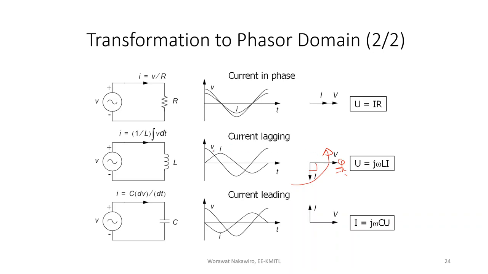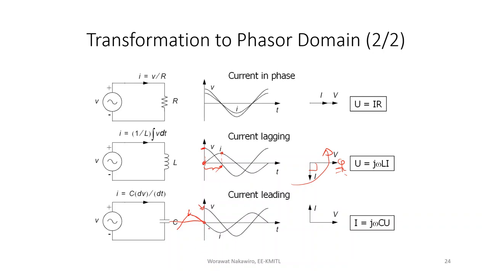Or if you see from the time domain, if you put V as a reference, now you see that V is at the maximum at time zero, and I goes to the maximum at some later time. So I just lags V by this angle, okay? And the lagging is due to the property of integration, right? And the property of the capacitance is that the current just leads the voltage. If you see from the time domain, you can see that the maximum of I just happened before the maximum of V, okay?